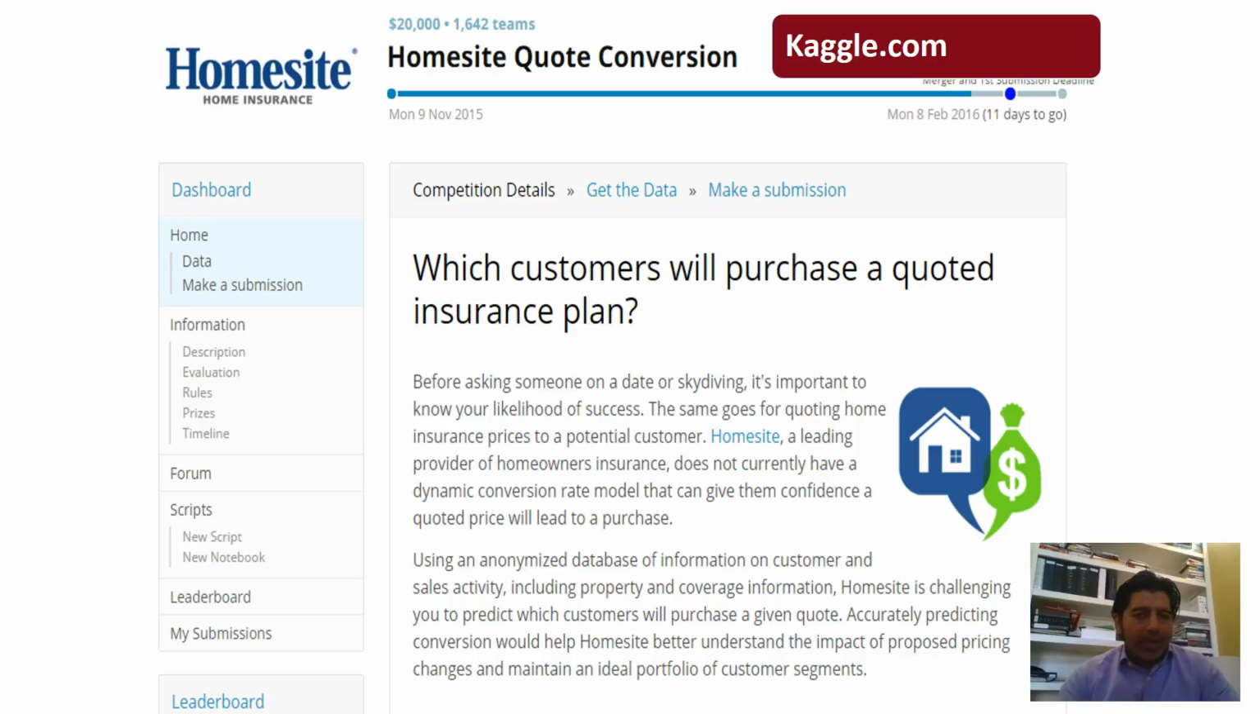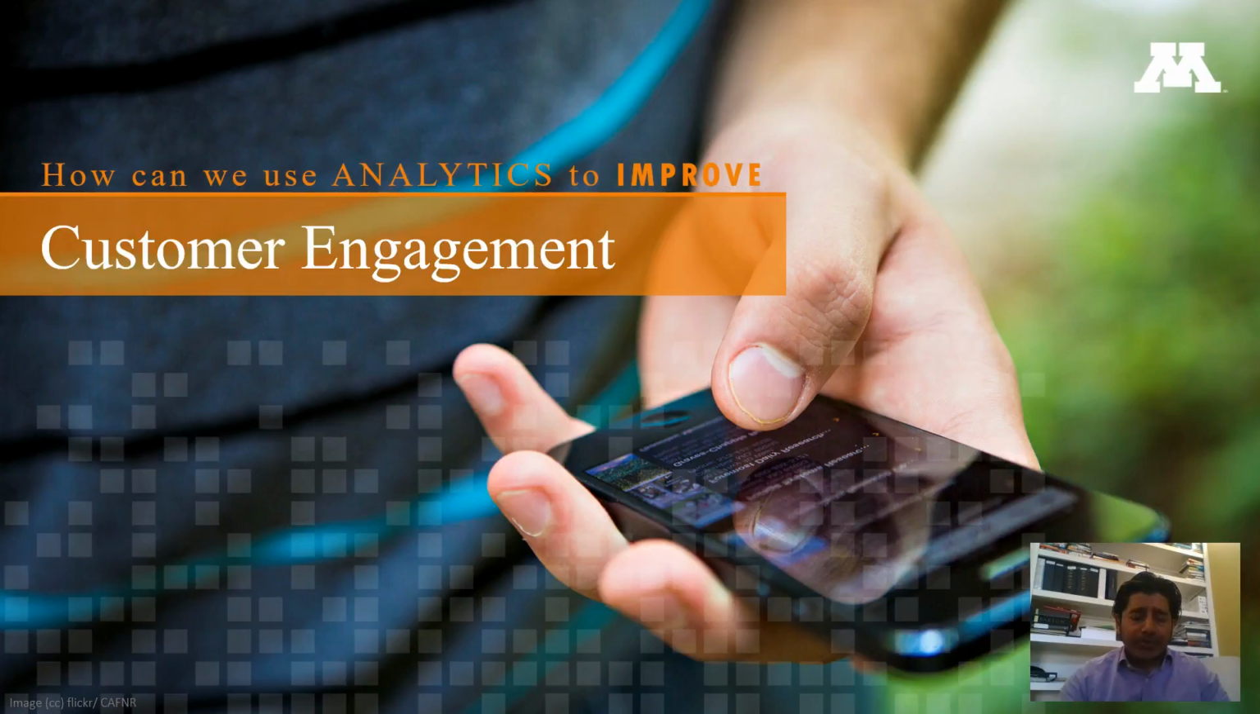This is a marketing application. So here, essentially, there's another company called Homesite Home Insurance. And the idea is that using an anonymized database of information on customer and sales activity, including property and coverage information, Homesite is challenging you to predict which customers will purchase a given quote, right? So they have data from the past where they have made certain types of offers, certain types of quotes given to customers. Some have purchased, some have not. That's a training data set. Can we, again, go out and actually derive an algorithm? Can we derive a rule to learn from that and predict whether a new customer is going to purchase a quote or not? Okay, so very classical examples of prediction.